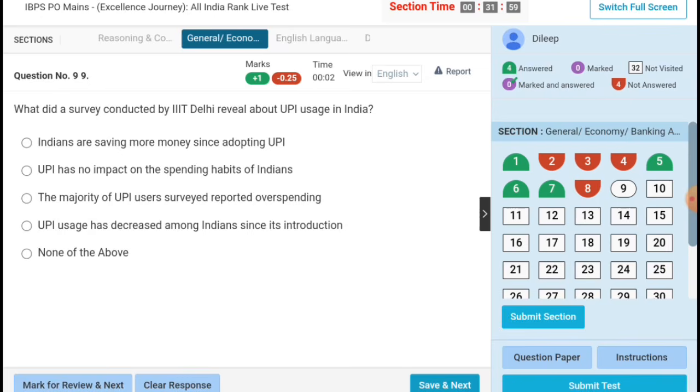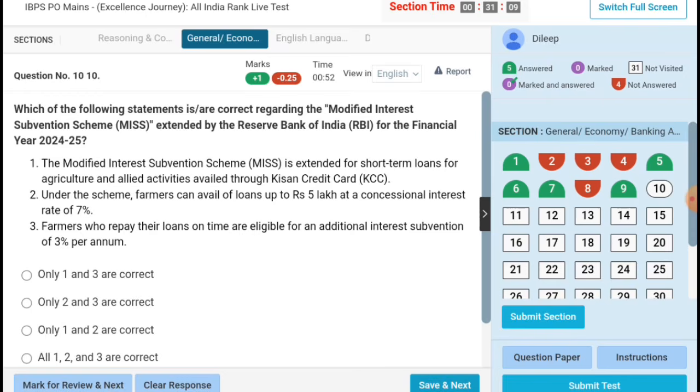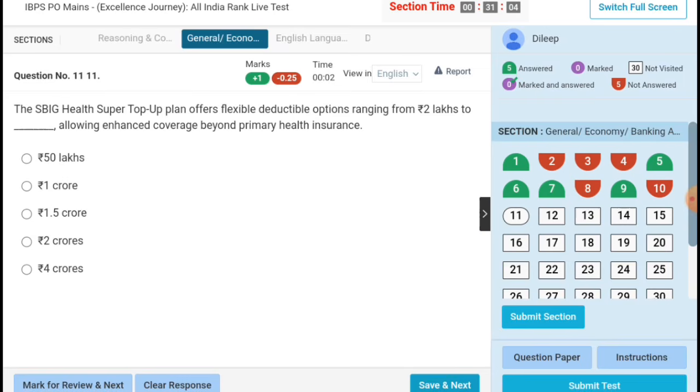What did a survey conducted by IIT Delhi reveal about UPI use in India? I think Indians are saving more money since adopting UPI, or I think spending.